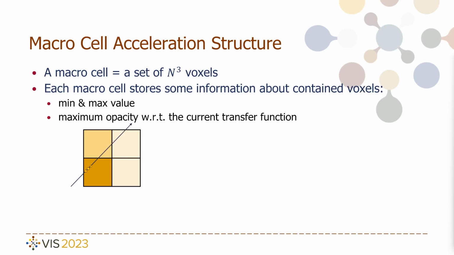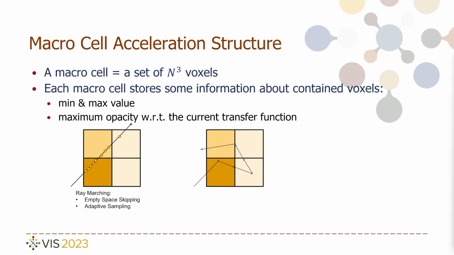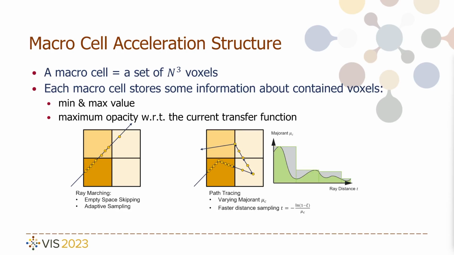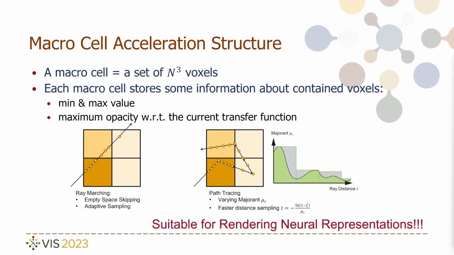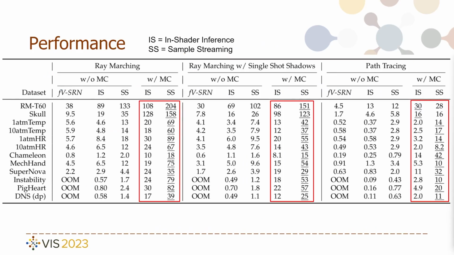Given that the macrocell acceleration structure aims to minimize the frequency of volume sampling, we found it particularly apt for rendering neural representations. With the incorporation of macrocells into our methodology, we've successfully attained interactive rendering performance, witnessing a performance boost of up to 40 times.